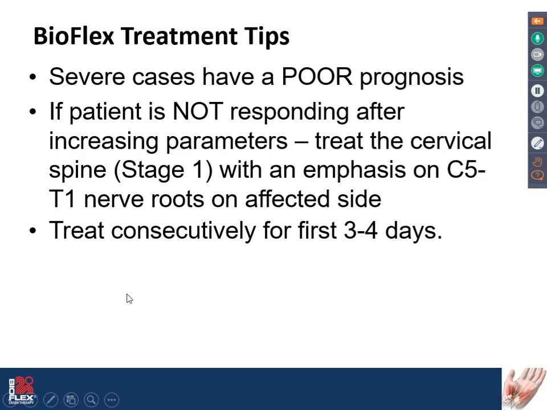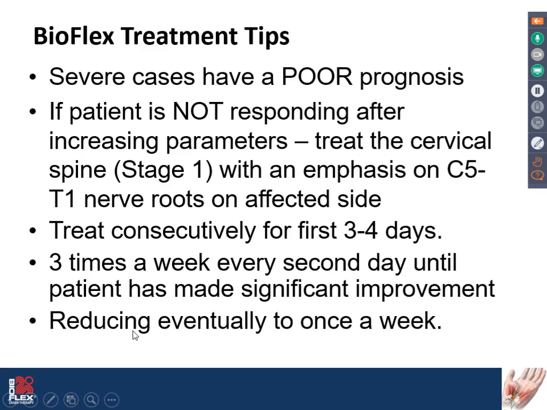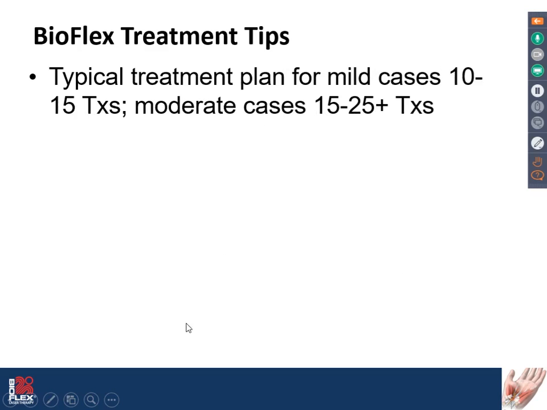Try and treat the patient consecutively for the first few days, then moving to 3 times a week. That is every second day until the patient has made significant improvement, at which point you can start to reduce to once or twice per week until they've achieved maximal medical recovery. So typically a treatment plan for mild cases might be 10 to 15, moderate cases 15 to 20, 25 plus treatments. So you do have to be upfront with your patient. It's going to take a bit of time.